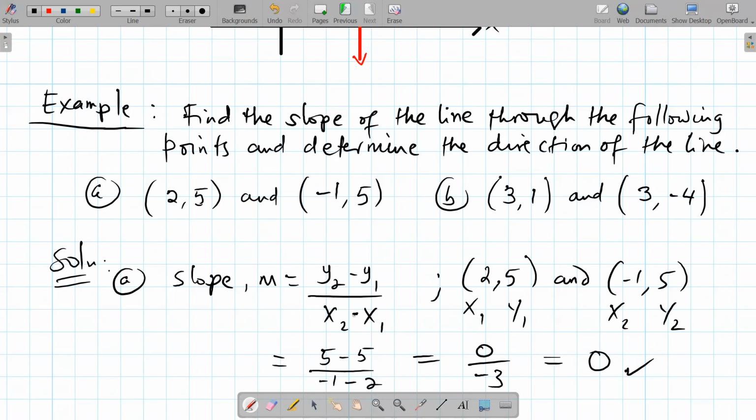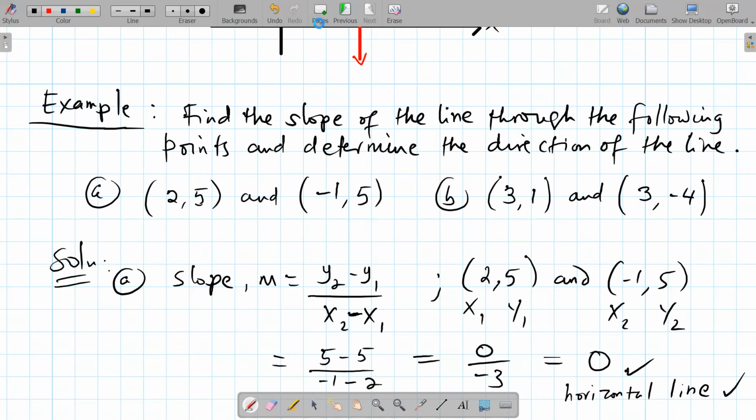So look at it carefully. And if the slope is 0, from the direction thing that we did up there, you realize that then this line is a horizontal line. Okay, so we have a horizontal line.